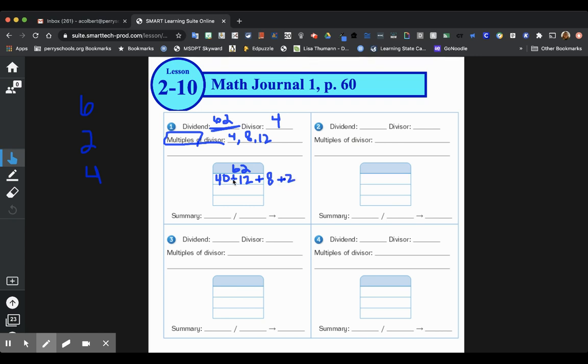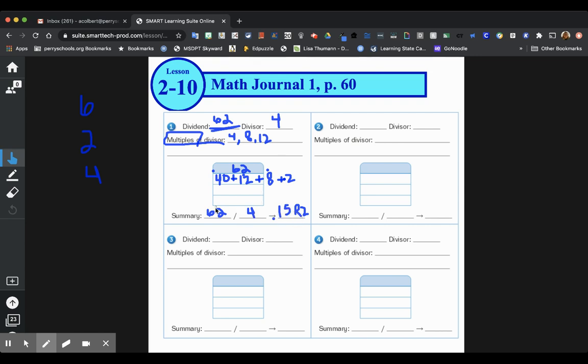Okay? It's okay that I have multiple numbers here. So I'm going to see that I know that 4 goes into 40 10 times, 4 goes into 12 3 times, 4 goes into 8 2 times, and then we have that 2 left over. So I have 10, 11, 12, 13, 14, 15. My answer is going to result in 15 remainder 2. So I see that we have 62 divided by 4 results in, or yields, 15 with a remainder of 2.